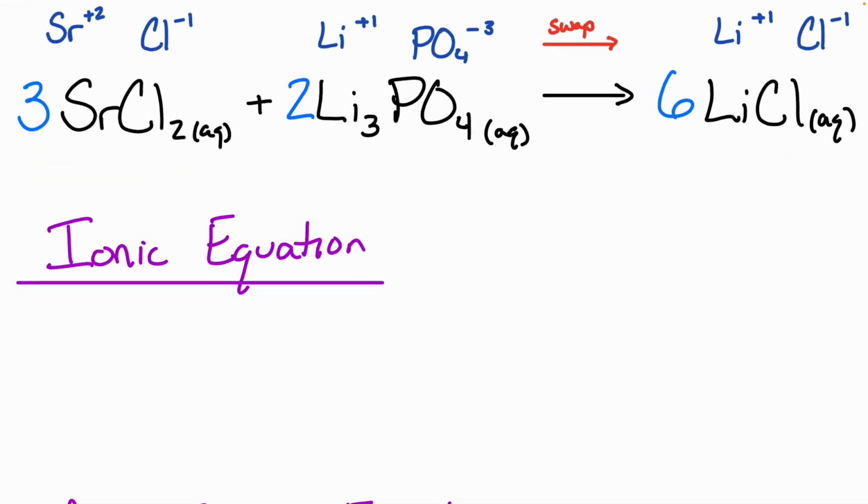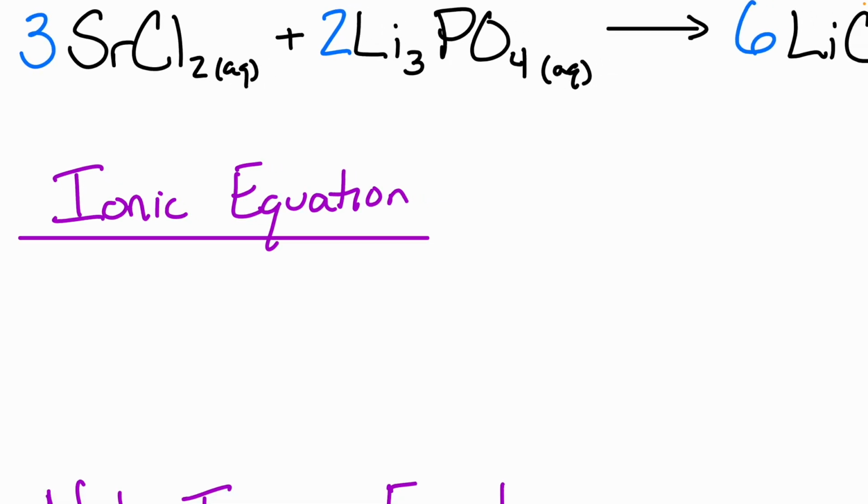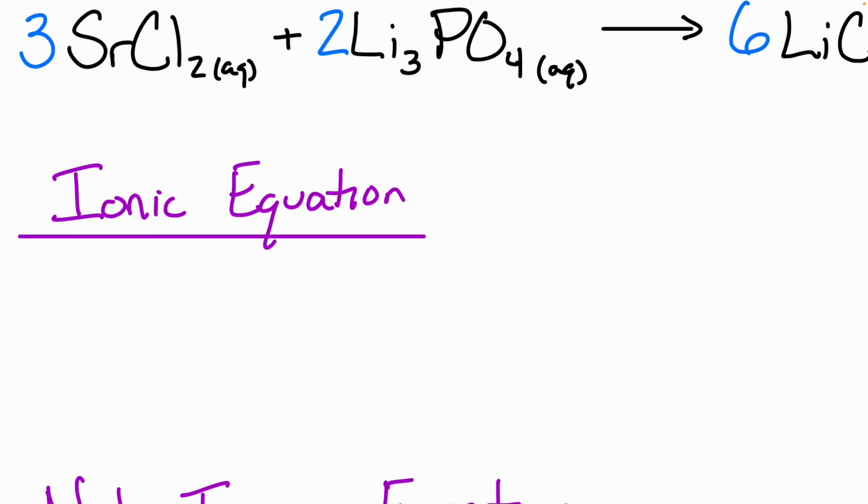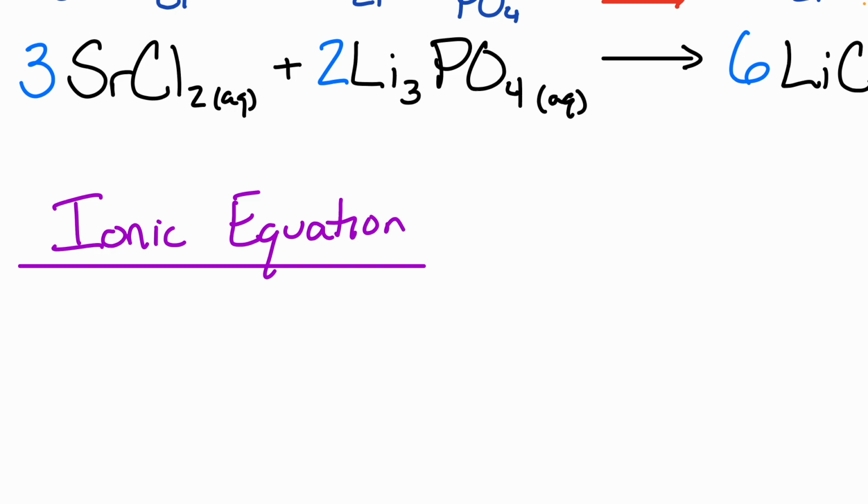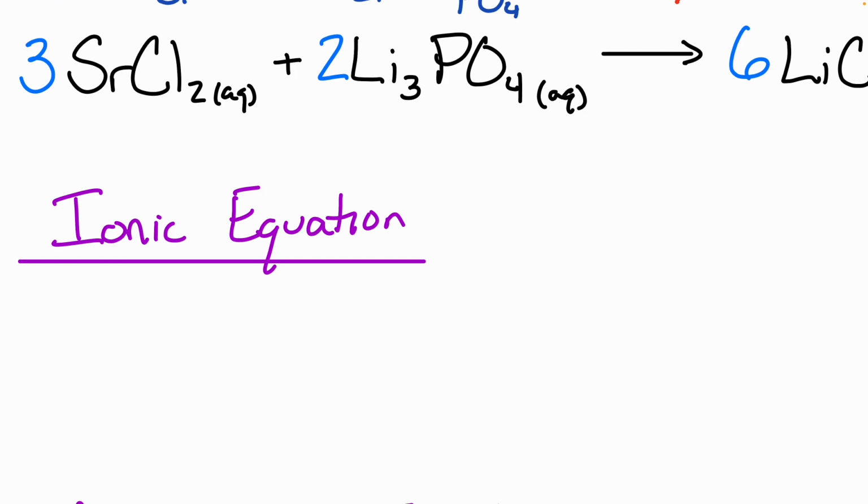Let's do this first ionic step together, because this is going to be a little bit tricky because we don't just have 1 to 1 to 1 like we did in our previous example. I need to make this ionic equation balanced, right? So I'm going to use my balanced chemical equation up above. How many strontium ions do I have according to that balanced chemical equation? 3. So when I write my ionic equation, I'm going to write 3 strontium ions with their +2 charge.